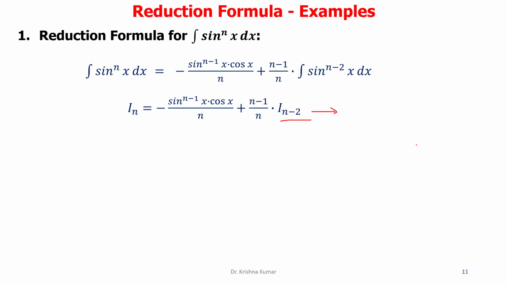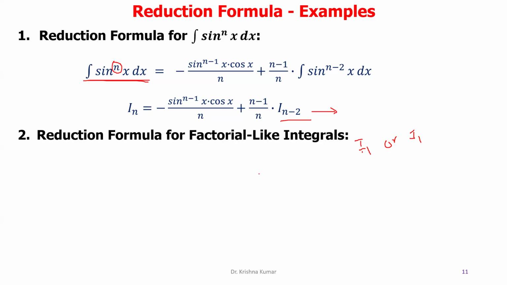So at the last, the final part will be either I1 or I0. Suppose it is I1, then we put n equal to 1, and we are able to get the integration of sin x. And suppose it is I0, then sin^0 x is 1, so we also get the integration of 1 with respect to x. So this is the first example of a reduction formula, the trigonometric one for the nth power of sin x.